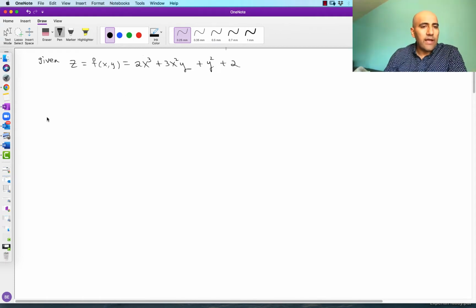Okay, so let's say that we're asked to find f sub x at 1 comma negative 2. Okay, so this is the derivative with respect to x of this function evaluated at the point 1 comma negative 2. Okay, so let's just set up the limit definition of a derivative, and we'll take it from there.